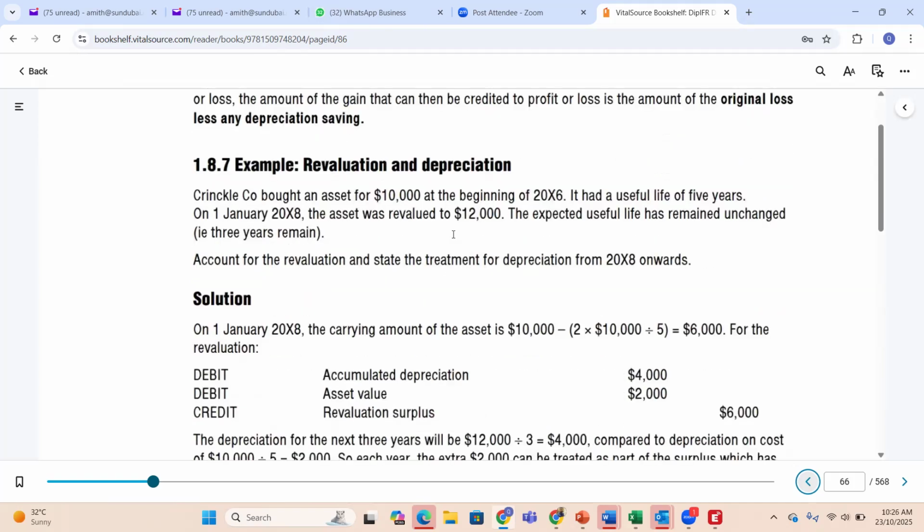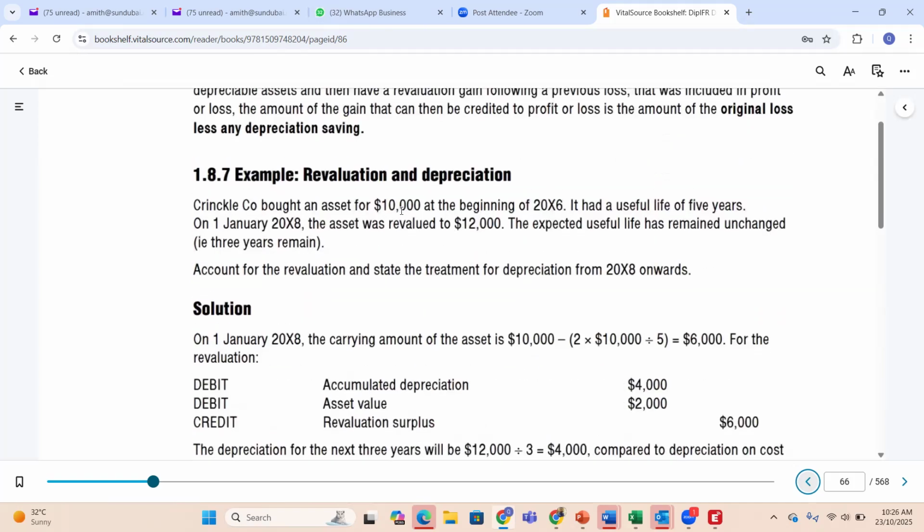Okay. Now we'll do this question. Crinkle bought an asset for 10,000 at the beginning of 20x4. It has a useful life of 5 years. On January 20x6, the asset was revalued to 12,000. So is it an upward revaluation or downward revaluation? Upward. The expected useful life has remained unchanged. That is, 3 years remain.